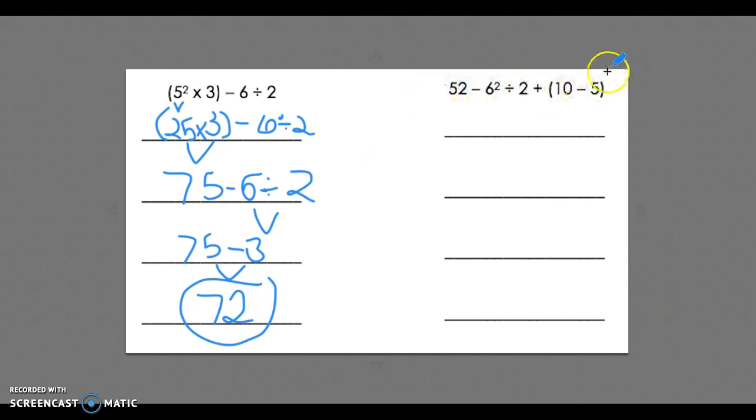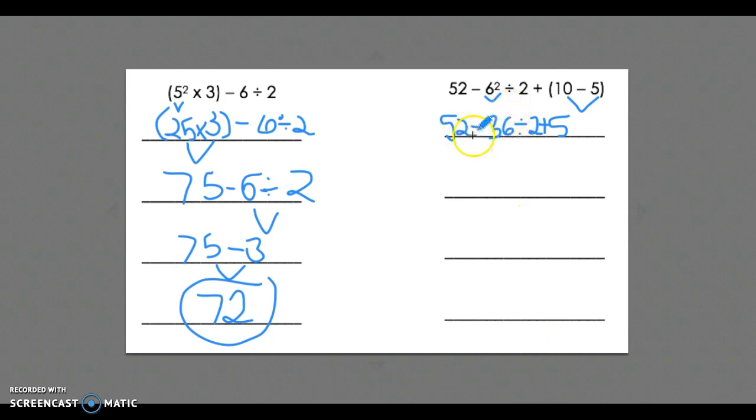Again, looking at this problem, I'm going to work inside the parentheses. 10 minus 5 is 5. I could also solve for my exponents in this step as well. So I'm going to do 52 minus 6 squared, which is 6 times 6, which is 36, divided by 2. Squeeze in my addition sign, plus 5.